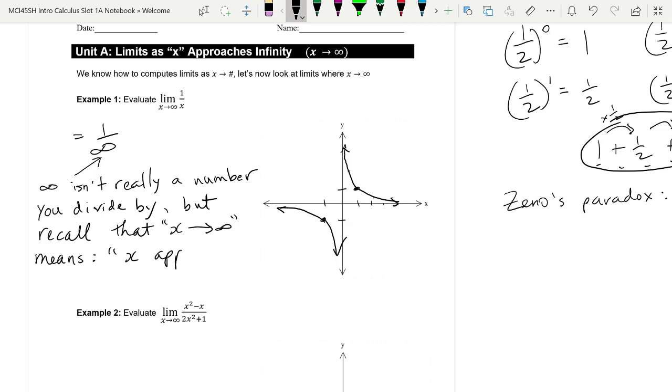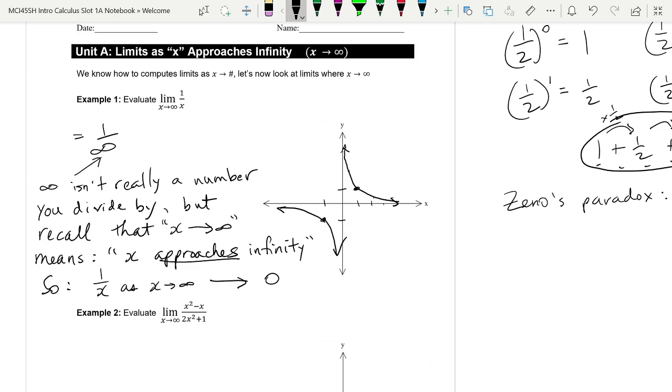x approaches infinity. It doesn't say that I'm actually going to land somewhere on the number line and say, oh, I'm at infinity now. I'm just going to keep on going towards infinity. So the x number gets bigger and bigger and bigger. So you can conclude that 1 over x, as x approaches infinity, approaches 0.